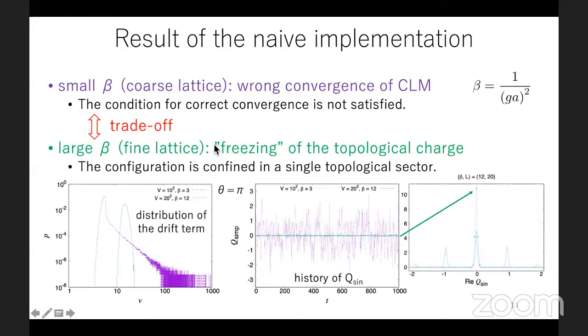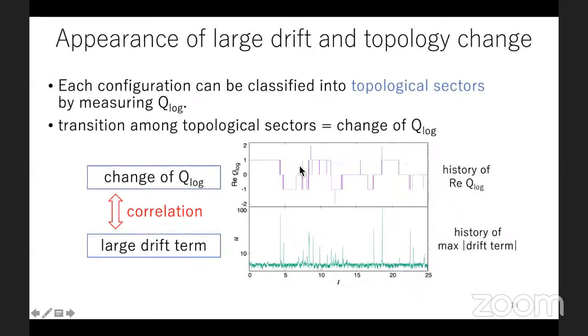In fact, this freezing is a problem of autocorrelation. This statement means the autocorrelation length of the topological charge is very long. The autocorrelation length increases almost exponentially if we increase beta. We actually tried some techniques to handle this problem, but actually it's not good.